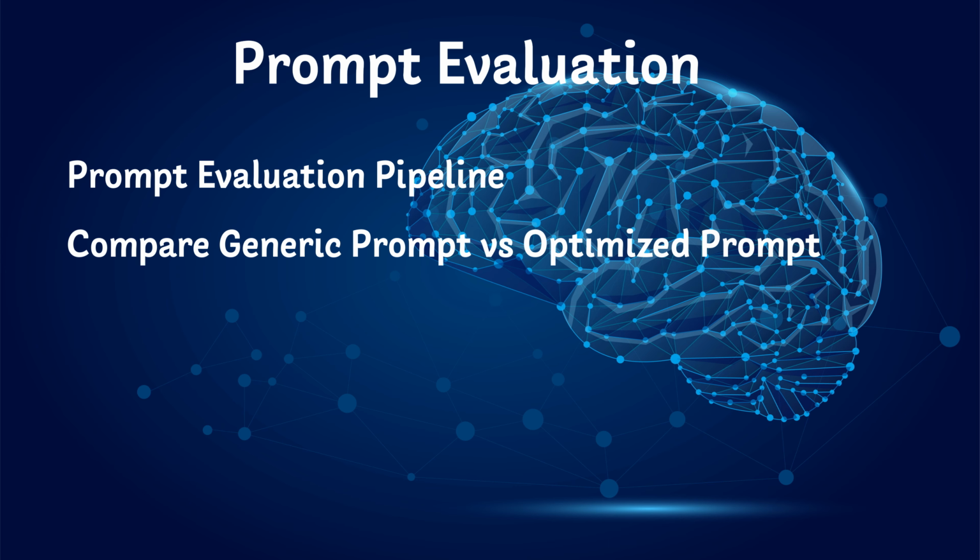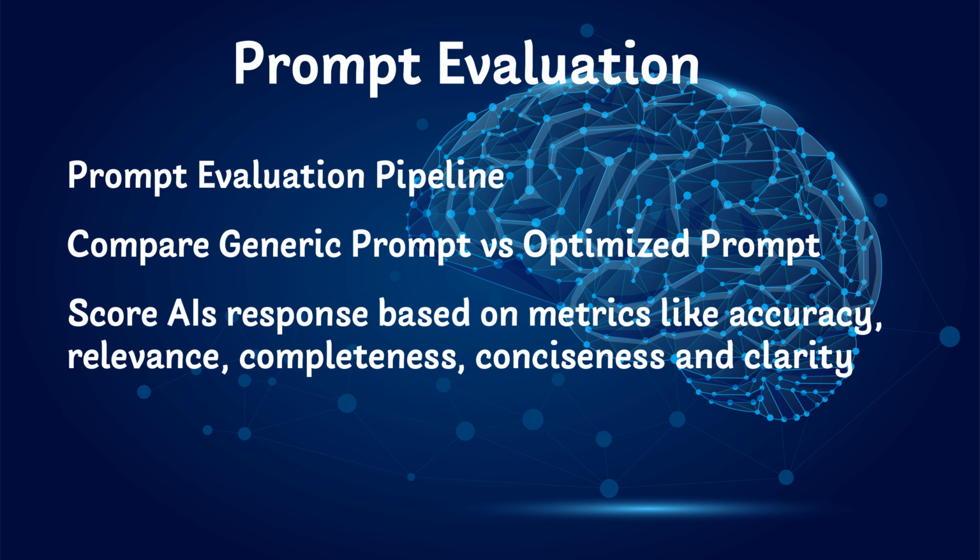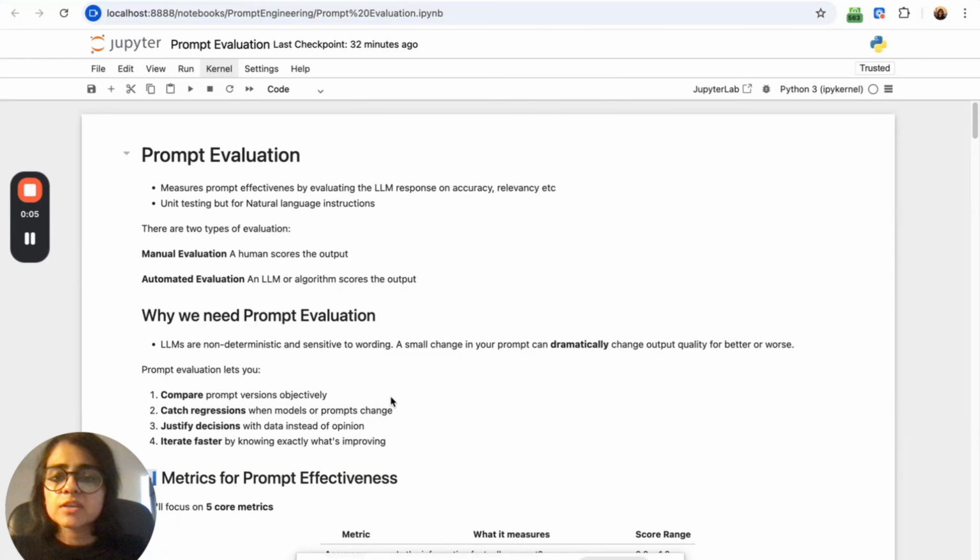And we'll score the responses based on metrics like accuracy, relevancy, completeness, conciseness, and clarity. And the best part is we'll use a real customer support use case where the difference between good prompting and bad prompting becomes very obvious. So let's get started with what is prompt evaluation.